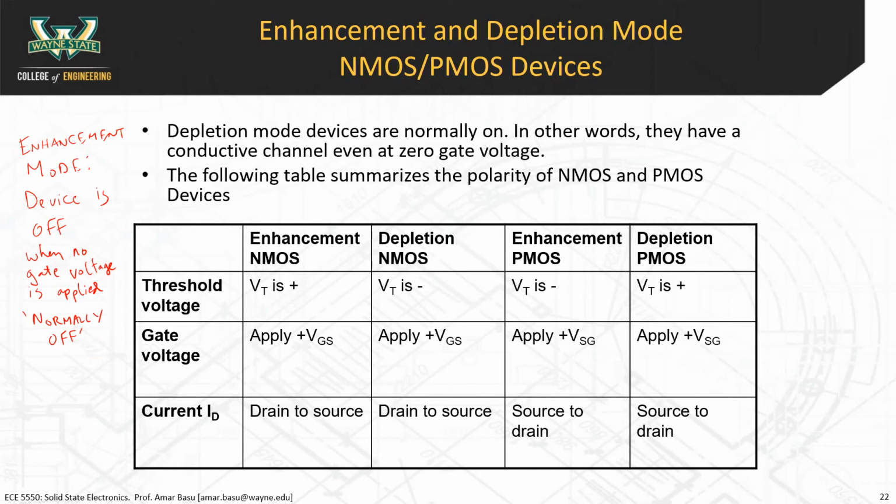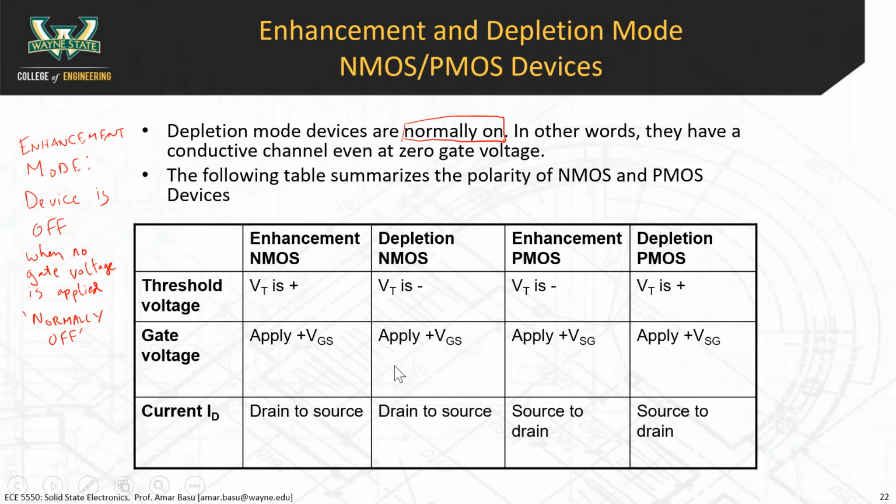If some of you have worked with valves before, when you're designing various types of systems like fluidic or gas valves, this terminology of normally on and normally off often applies to fluidic and gas valves. So the enhancement mode device is typically off when no gate voltage is applied. The depletion mode devices are the opposite. They're normally on. Right? I'm highlighting that with the pen here. They have a conductive channel even when there's a zero gate voltage.